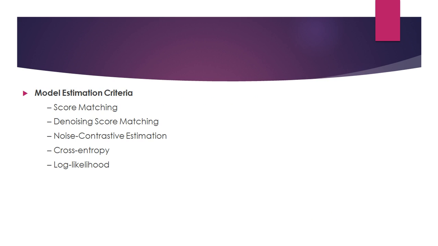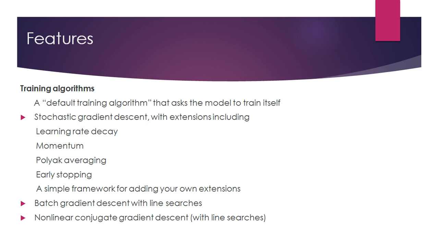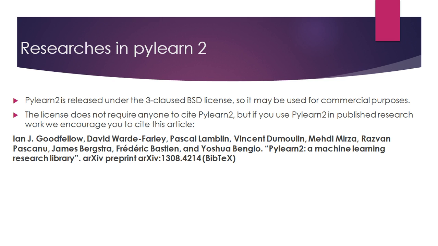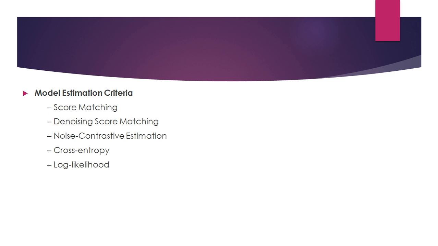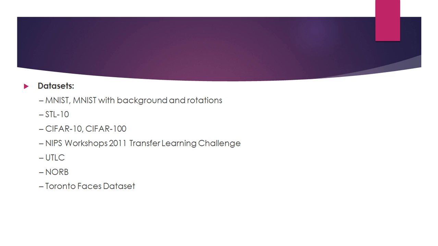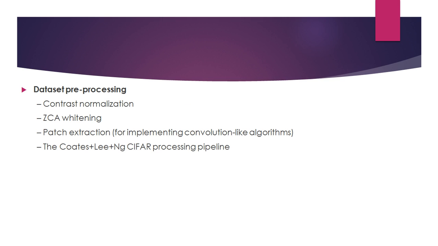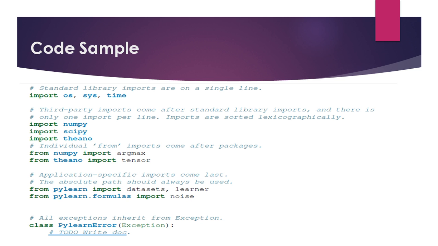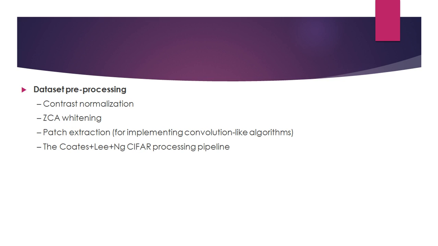In the current slide, I have explained the features of pylearn2, the previous research about pylearn2, the model estimation criteria, the models, the datasets we are using, and the dataset pre-processing techniques. And in the next slide, I will tell you about the code example: what exactly a code sample using pylearn2 looks like, and how we test and train the model using various machine learning algorithms and implementations. So keep watching. Thank you.